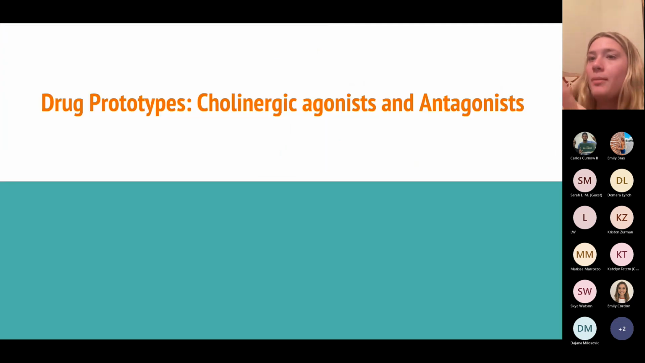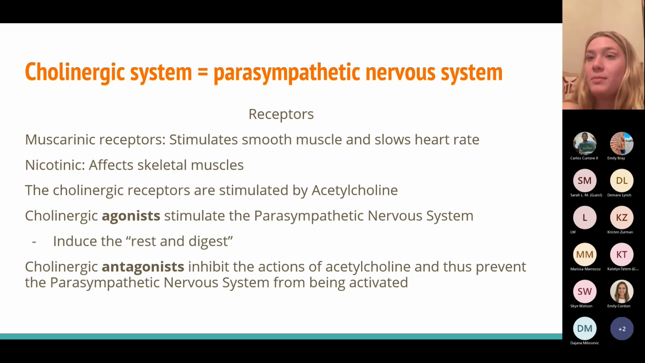So now we're going to talk about our cholinergic agonists and cholinergic antagonists. Remember, agonists turn on, antagonists turn off. So what is our cholinergic system? It's our parasympathetic nervous system. Everything we talked about prior was more based on the sympathetic, and whether it's inhibiting or activating the sympathetic nervous system. Now we're talking about the parasympathetic nervous system, more of our rest and digest phase. There are multiple different types of receptors: muscarinic, nicotinic, and cholinergic.